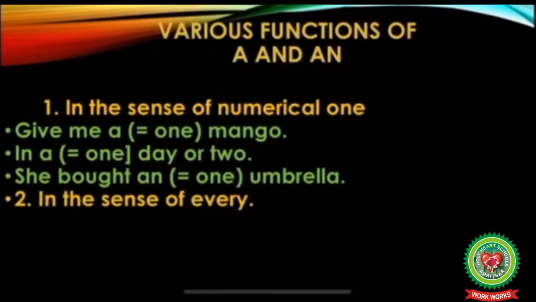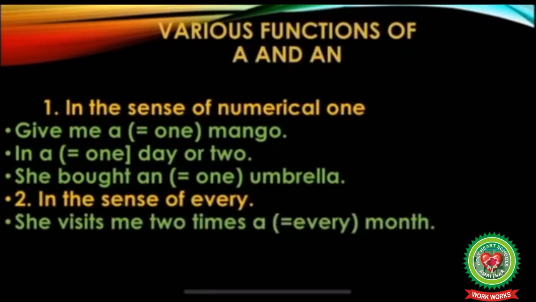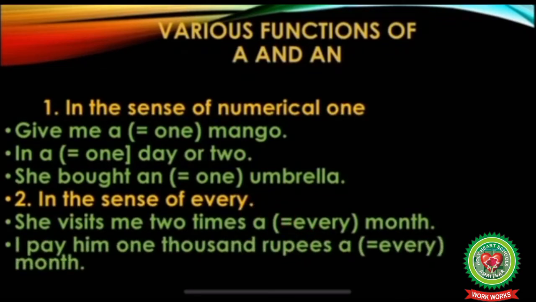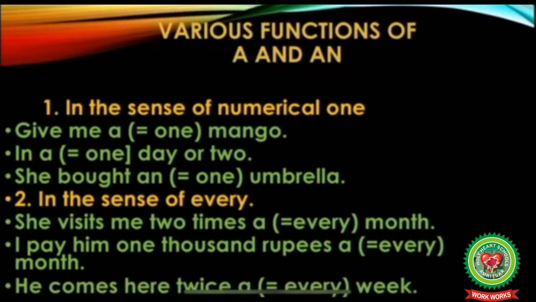Now children, in the sense of every. She visits me 2 times a month. So 2 times a month, a denotes here every month. She visits me 2 times every month. So I'll be using article a here. I pay him 1000 rupees a month. This means every month. A denotes here every. He comes here twice a week. Twice a week. Article a denotes every week. So a here means every week. A week.